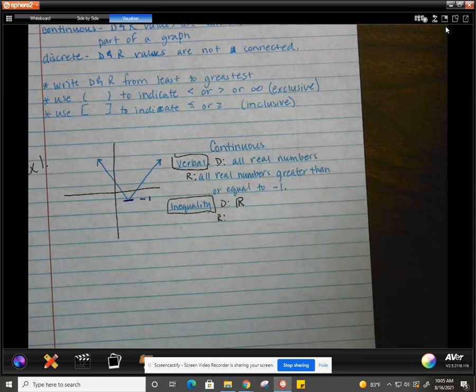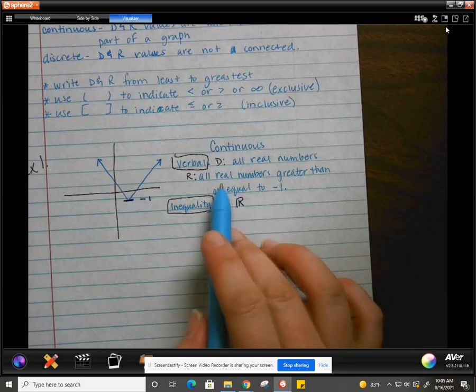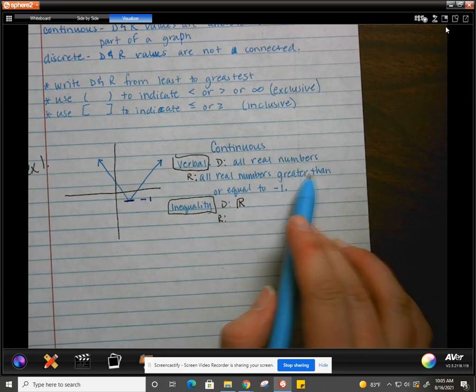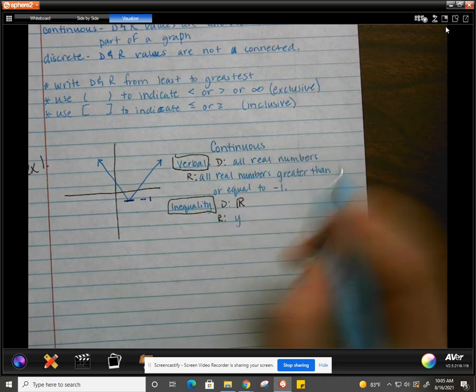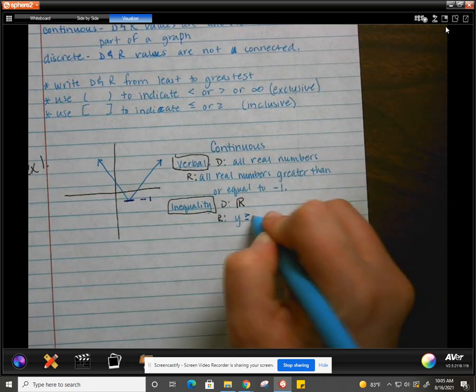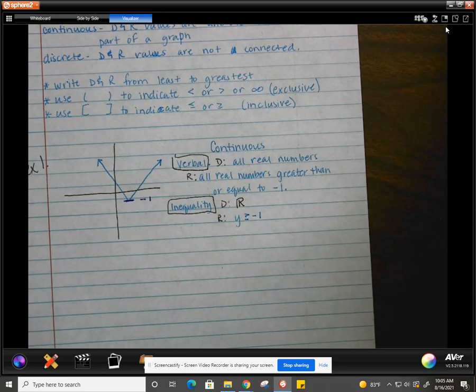Range, slight change. We don't have all real numbers because they put a limit on it. They said greater than or equal to -1. Since we're talking about range, range is y. We put a greater than or equal to and then a -1. And that is our inequality notation.